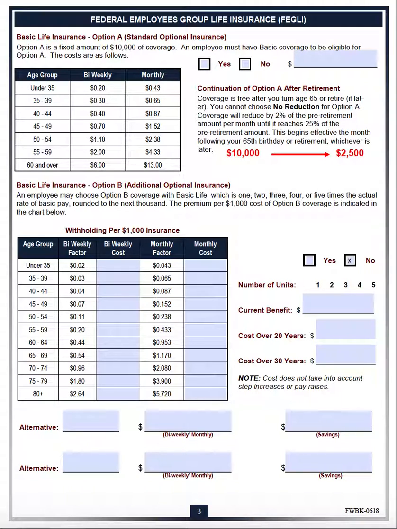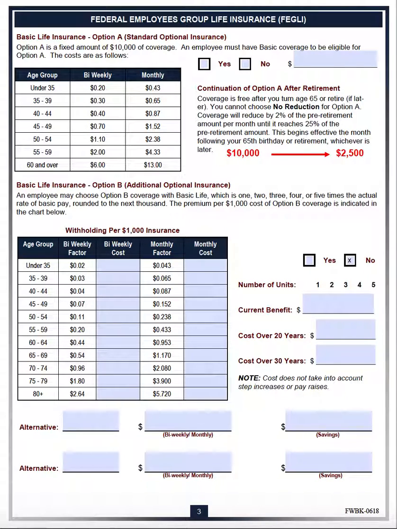On the bottom of the page, you have option B and the big cost chart there on the bottom left, the biweekly and monthly factors for option B. An area there on the right for you to put what their current benefit is, and you can calculate what their cost will be over 20 or 30 years.